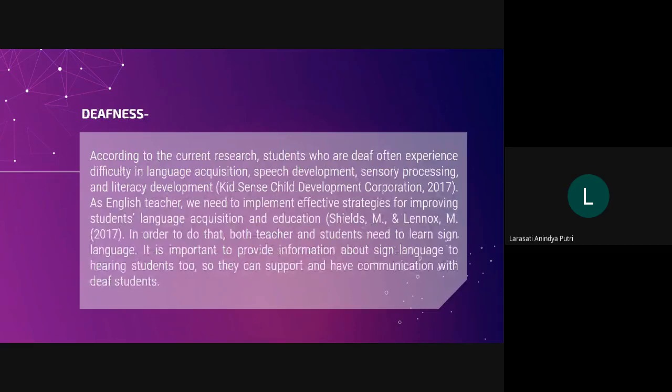For deaf students, according to current research, students who are deaf often experience difficulty in language acquisition, speech development, sensory processing, and literacy development. As English teachers, we need to implement effective strategies for improving student language acquisition and education. In order to do that, both teacher and student need to learn sign language. It is important to provide information about sign language to hearing students too, so they can support and communicate with deaf students.